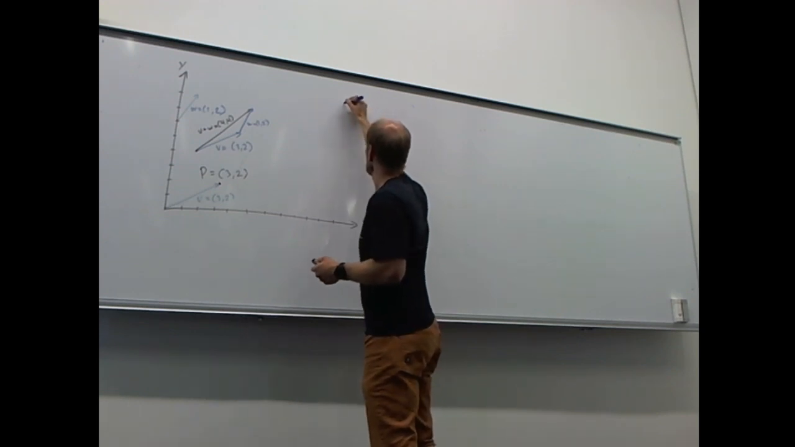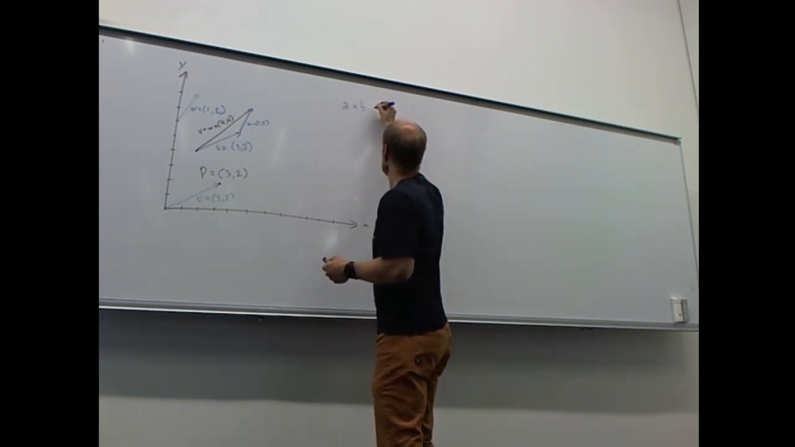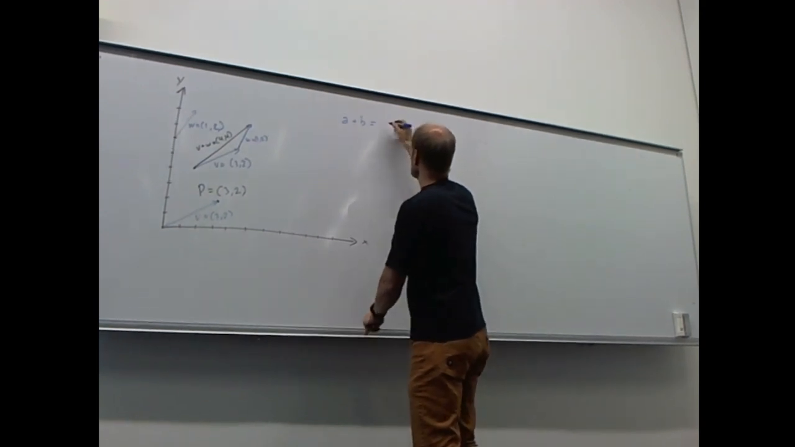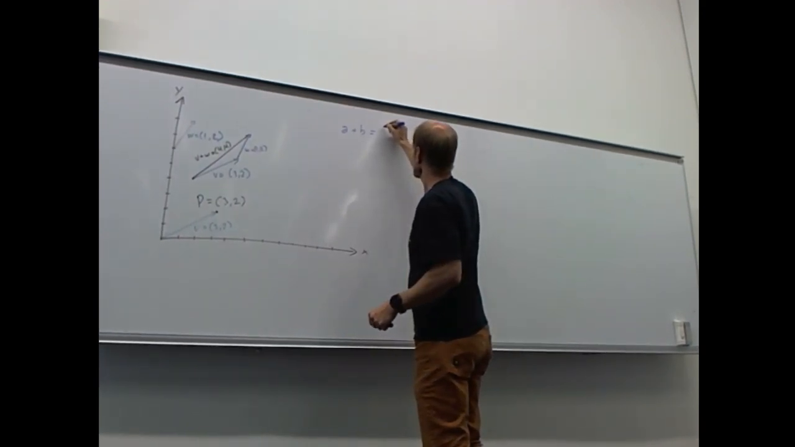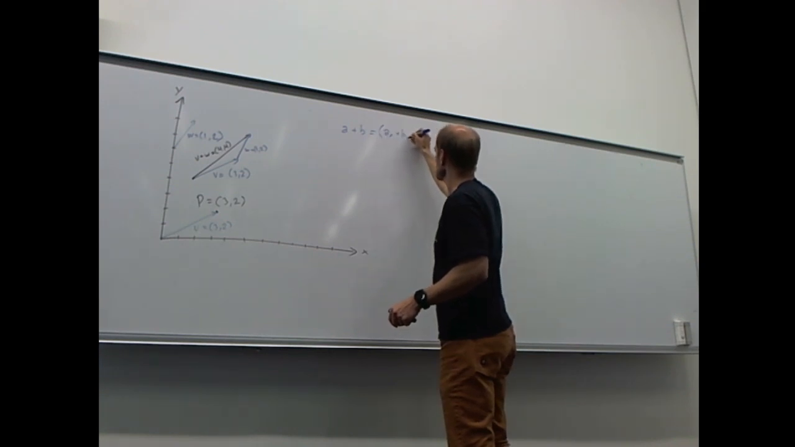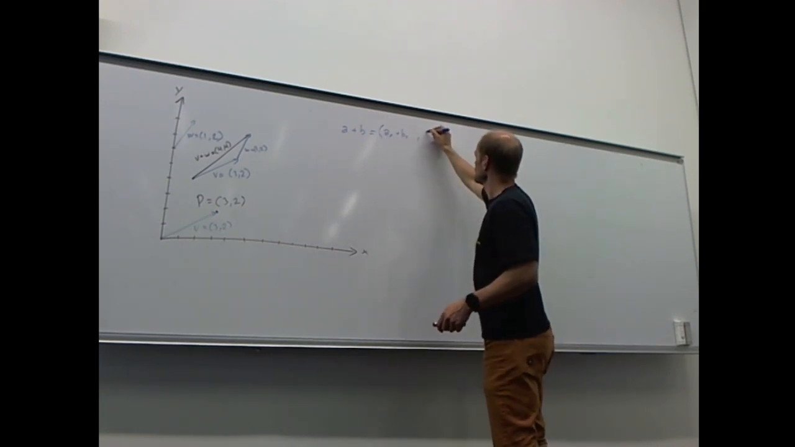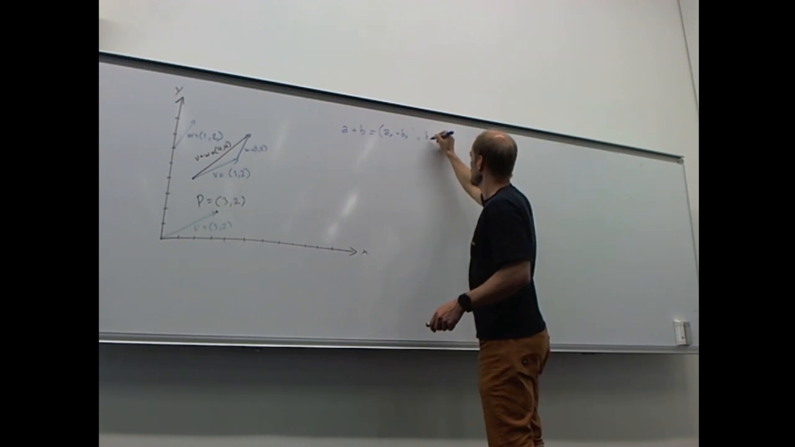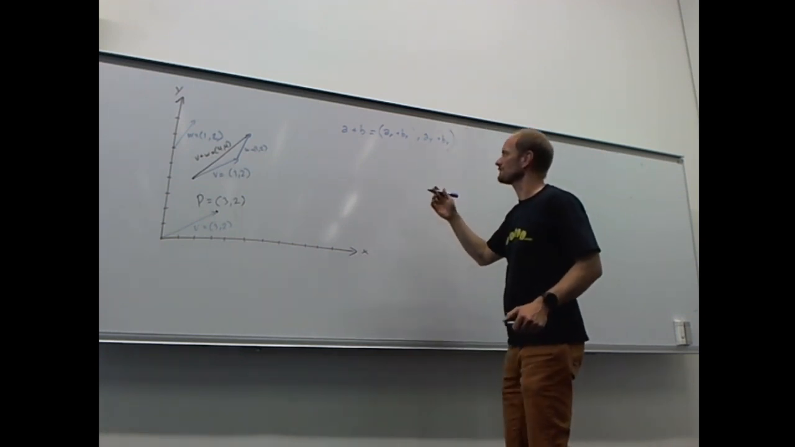If we have the vector a plus the vector b, this equals a single vector that has the coordinates ax plus bx and ay plus by. So these are the coordinates.